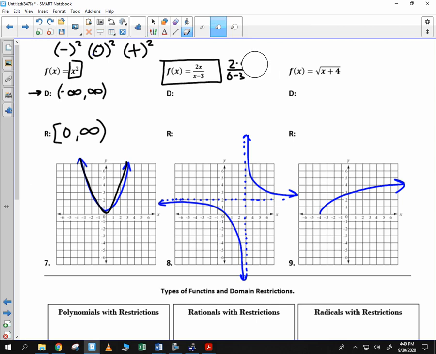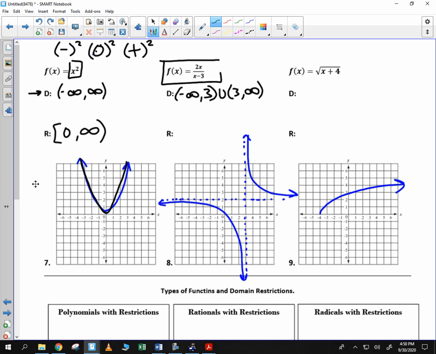The number that you can't plug in is 3. So you get 2 times 3 over 3 minus 3, which is 6 over 0. That is not a defined value. So therefore, we exclude 3 from the domain. So the domain is from negative infinity to 3, parenthesis, union parenthesis, 3 to infinity. You can see how it eliminates the value of 3 by using parentheses in those situations.